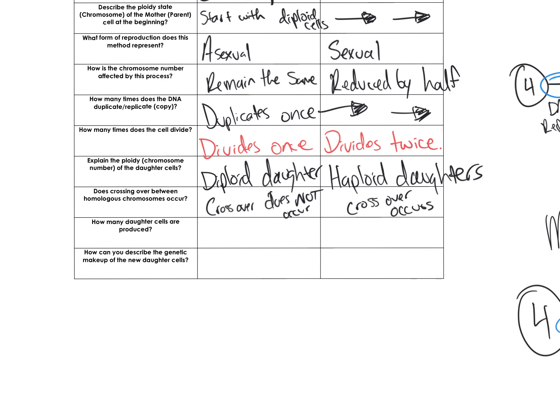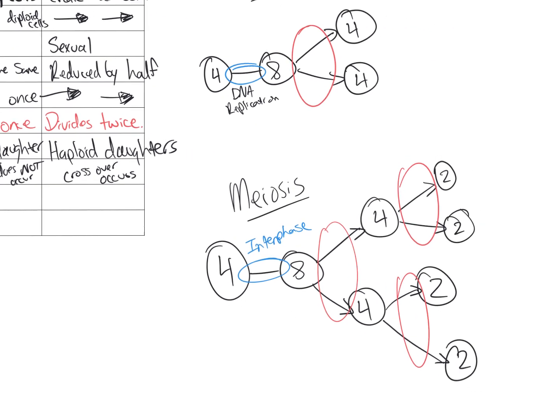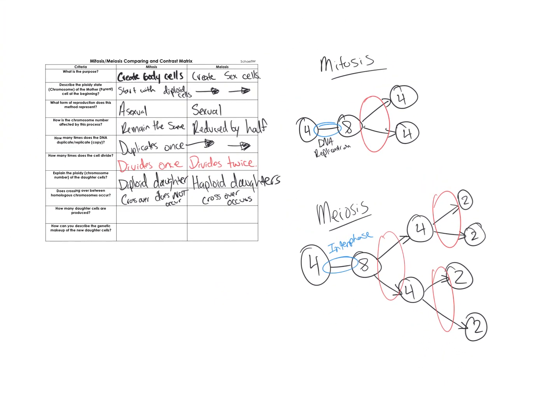Yep. How many daughter cells are produced? That's our next one. Daughter cells. Okay. And what that's asking, if I take a look at my diagram, is how much am I ending with? So for example, right here, I have 2 daughter cells. So how many daughter cells are produced? 2 daughter cells. Okay. But if I'm looking at meiosis, I have 1, 2, 3, and 4. Okay. I'm going to write 4 daughter cells.